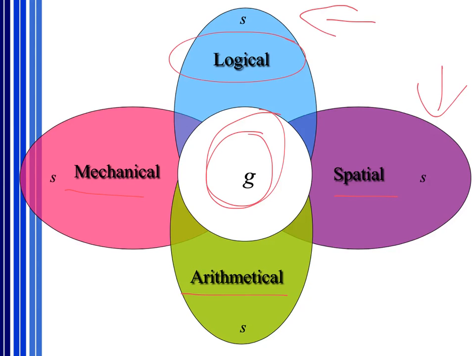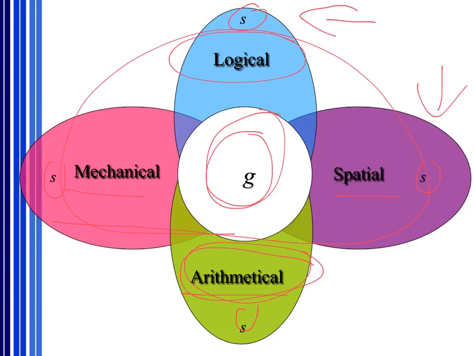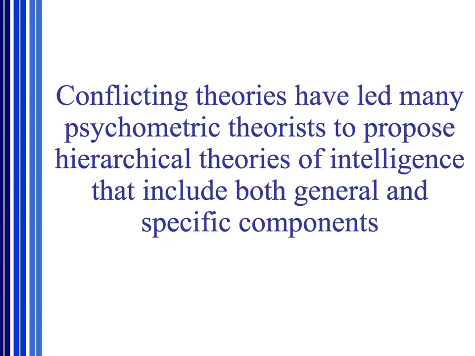So again, just to reiterate, we have specific abilities that all contribute to our general intelligence. So if we happen to be incredibly brilliant or genius level in mathematics, for example, then we tend to be above average in everything else because of the general intelligence theory. So there are conflicting theories. Conflicting theories have led many psychometric theorists to propose hierarchical theories of intelligence that include both general and specific components.